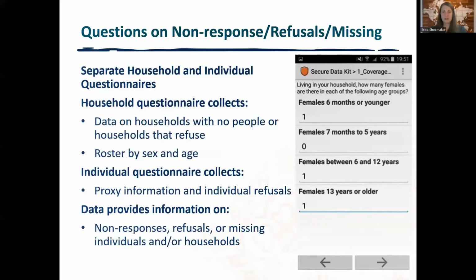The household survey also collects data on the sex and age of all of the occupants, which can later be cross-checked with the individual survey responses to determine if there are missing participants. The individual questionnaire asks the participants if they are responding for themselves or as a proxy, and also tracks any individual refusals for the survey. The two surveys together provide a better picture on non-responses, refusals, or missing people. It ultimately provides us with better data on who is missing from the CES.